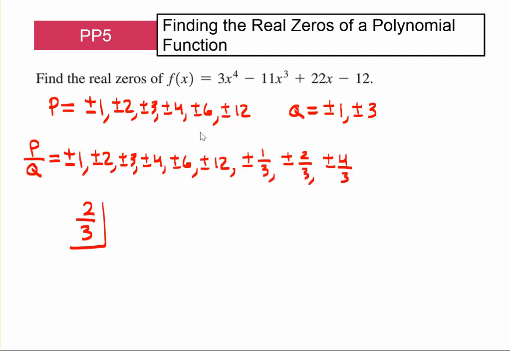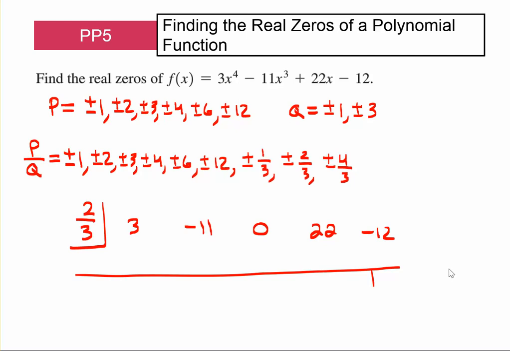Now let's check it out, see if it works here. The 3 comes down, the negative 11 goes down, the 22 goes down. Hold on, remember we're missing an x squared in here, so that means the x squared coefficient is a 0. Careful with those. And then 22 is the coefficient of x, and then the minus 12 all the way at the end.